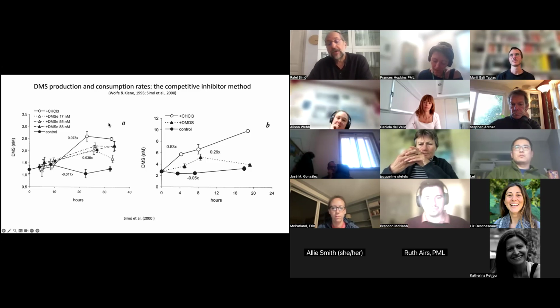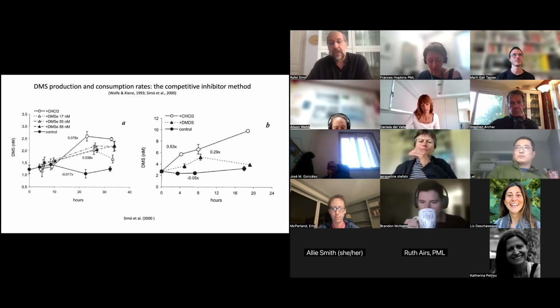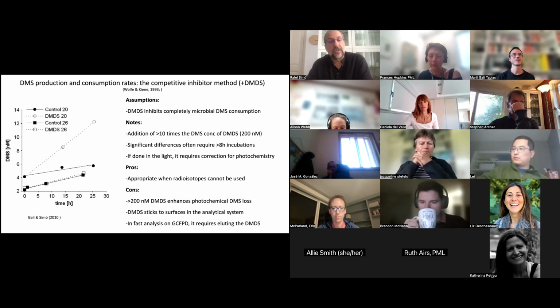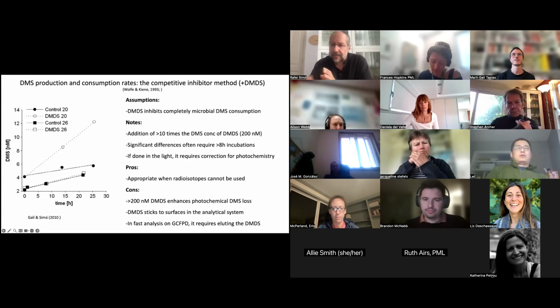So another one that works very nicely, and that's the one that we've been using over the last 20 years, is DMDS, dimethyl disulfide, which is taken as DMS by the microbes so that it blocks DMS consumption. Typically, we use it at concentrations of 200 nanomolar. The assumption is that the DMDS inhibits completely microbial DMS consumption. This has not been rigorously tested yet, that it's completely. It seems that it blocks most of DMS consumption indeed.